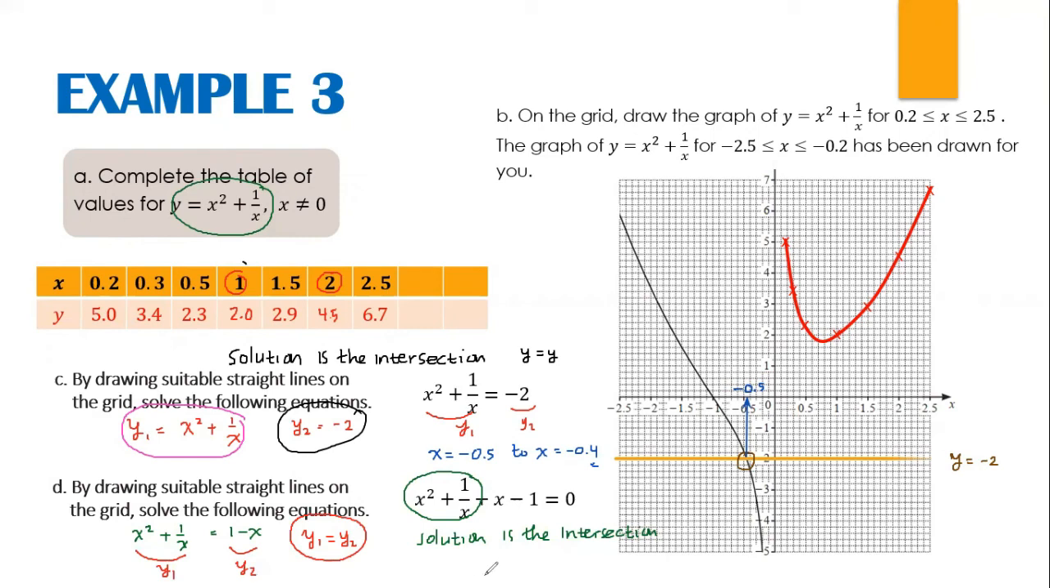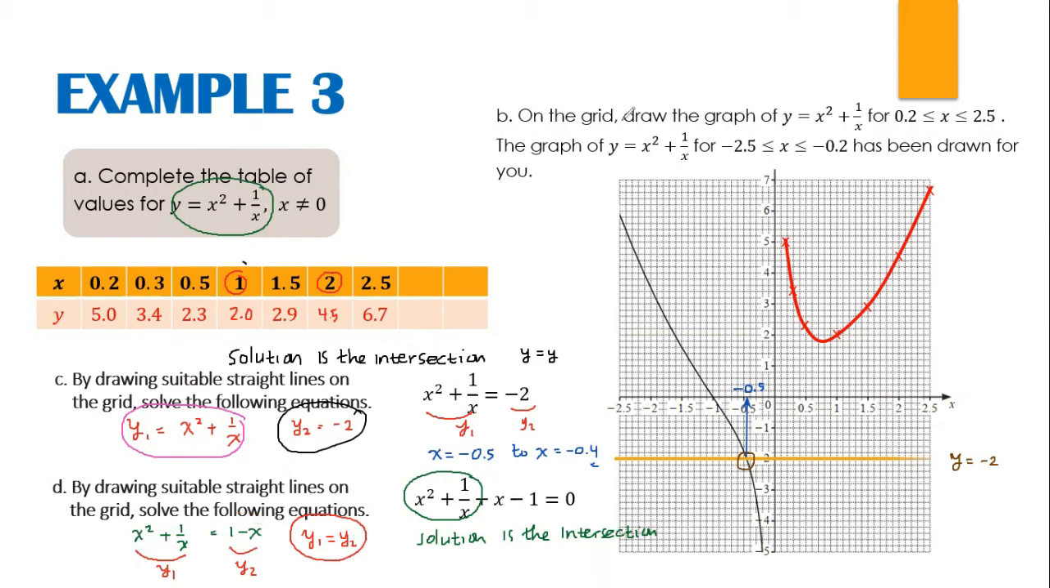Okay, clear? So before finding the intersection, please separate the function first into the main function and the extra function. Once again, students, the main function is x squared plus 1 over x, and the extra function is this one, 1 minus x. Is it clear?